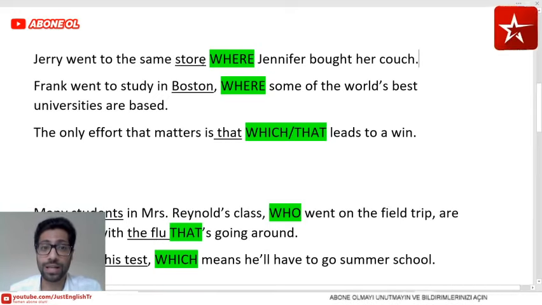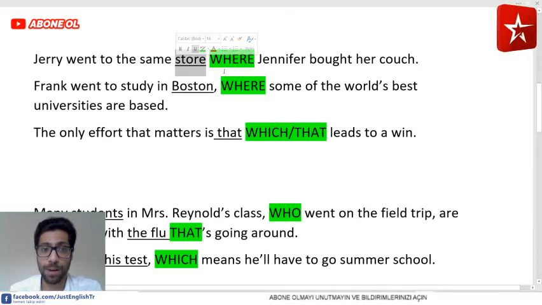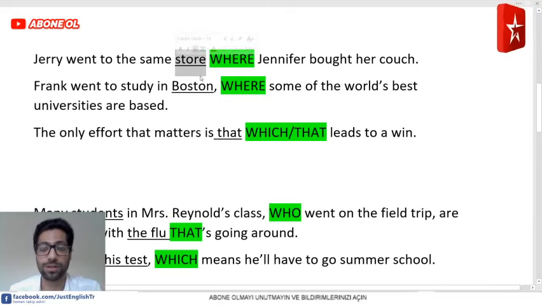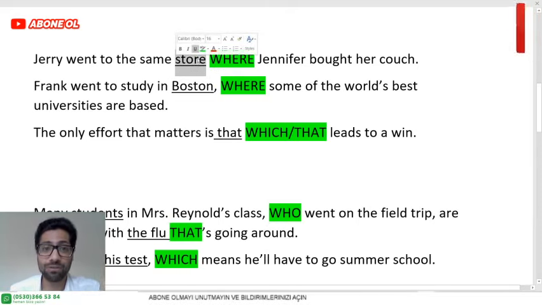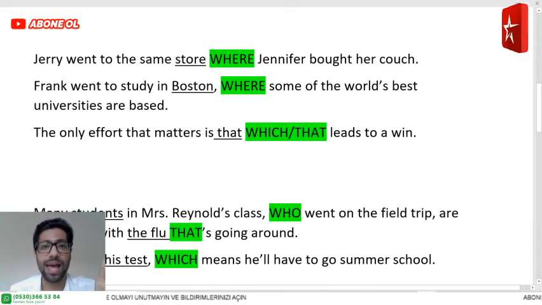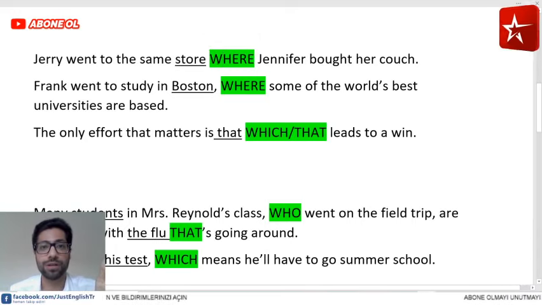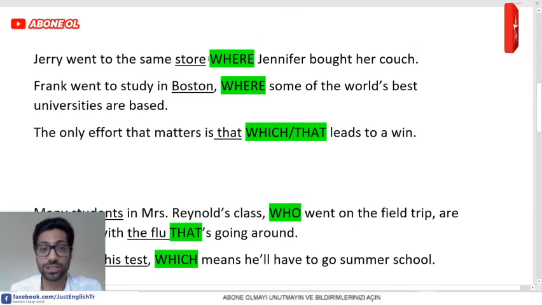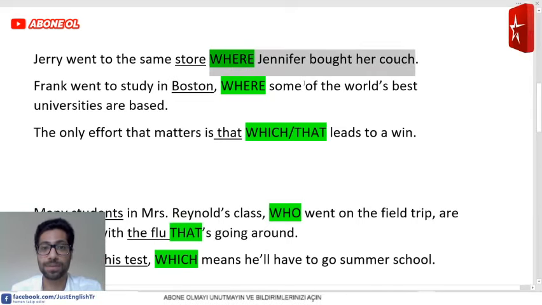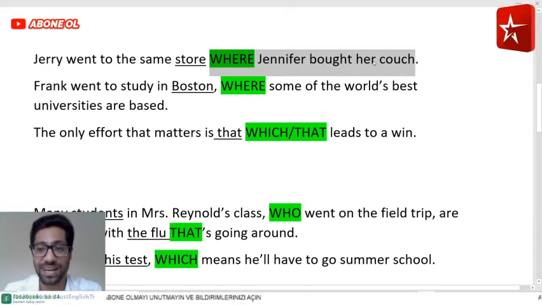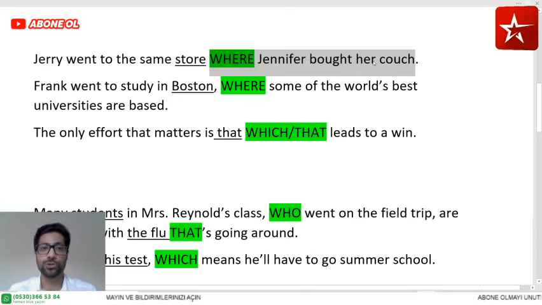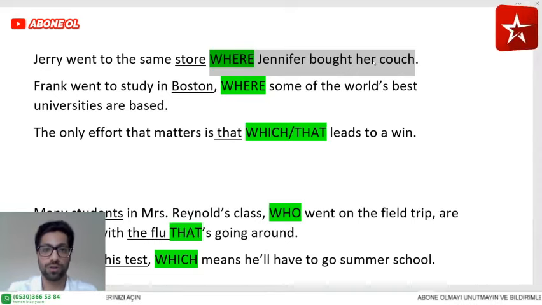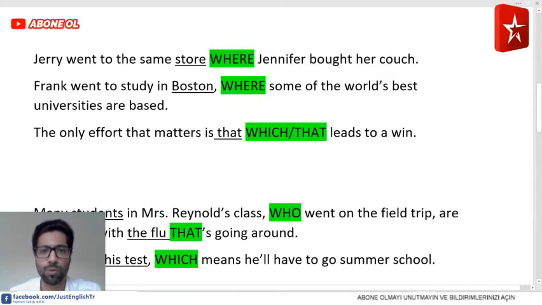I am underlining this for you because this is the noun. After the noun, there is always an adjective clause or relative clause. So the sentence, if you say where is the adjective clause, this is it. This is the sentence that we add in order to define the store. Okay, that's for number one.